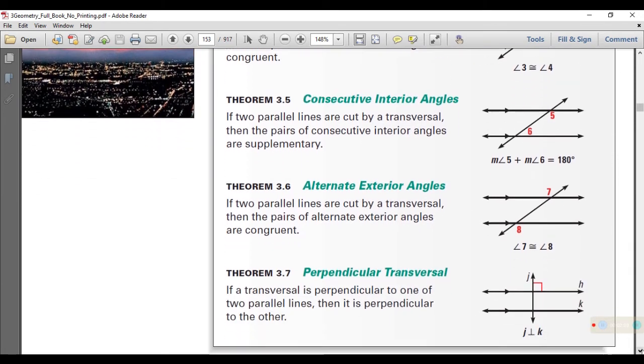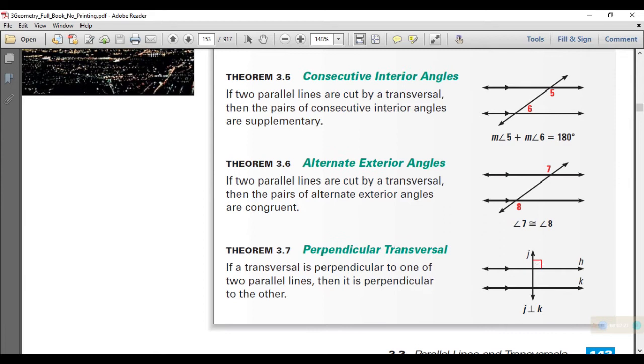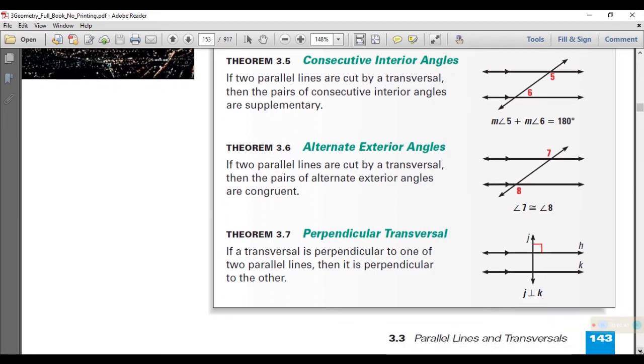Perpendicular transversal, ito. So, meron tayong parallel lines, H and K. And we have a transversal J. J is perpendicular to H. Since H and K are parallel, J is also perpendicular to K. Okay?